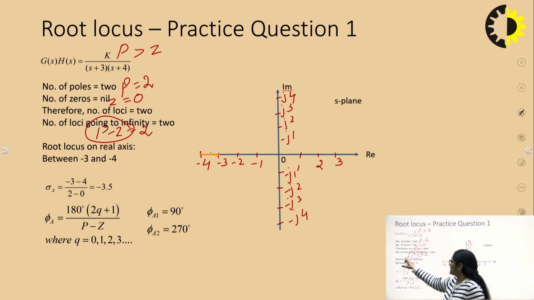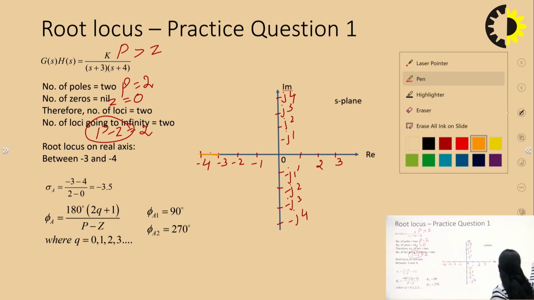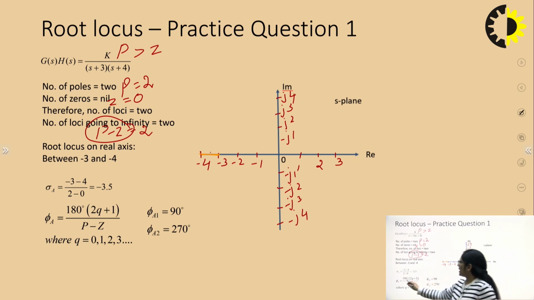Now, we have checked that the number of loci going towards infinity is 2. It means that we need to find the angle of asymptotes and the centroid. To find the angle of asymptotes, we have this formula: phi A is equal to 180 degrees into (2q plus 1) divided by P minus Z. Now, q is taken as 0. So, we get phi A1 is equal to 90 degrees.